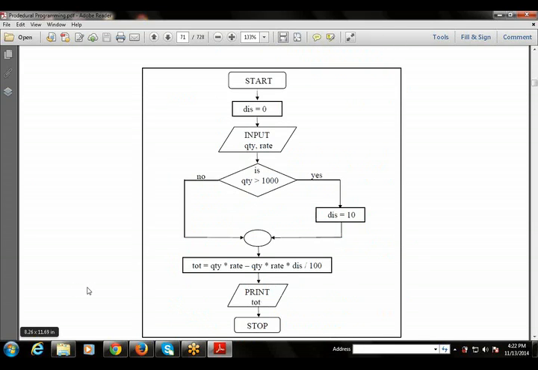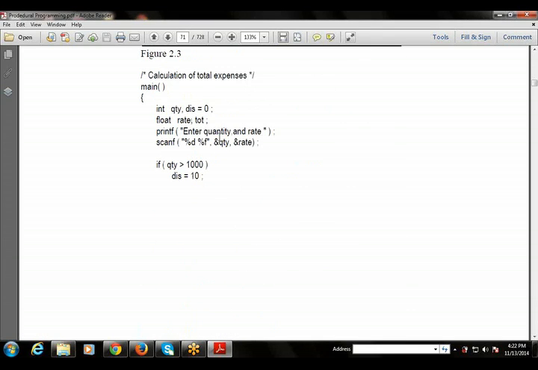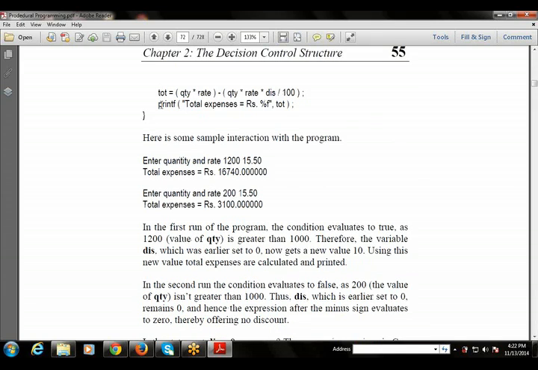This is the next example that shows that a discount is given on the basis of the quantity. If the quantity is greater than 1000, then only discount equals 10. Then check the errors. First of all, two variables will be used, that is qty and rate. These two variables are defined and stored in the memory. Now if quantity is greater than 5000, then only discount equals 10. Then print the total expenses, the total value.